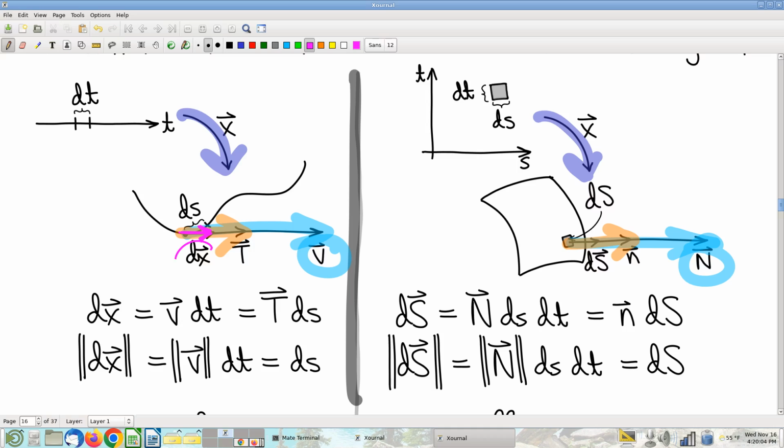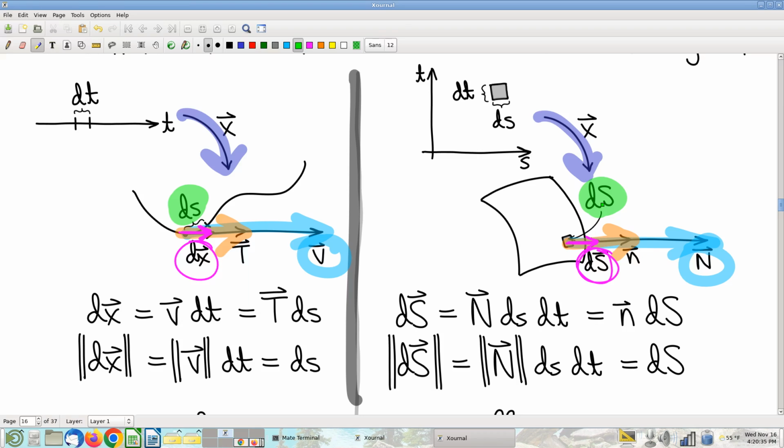Pointing in the same direction, we have these vectors dx and ds. Both of these vectors, again, play analogous roles. They both point in the direction of the orientation, and they both have magnitudes equal to the size of the piece that they're describing: the length of this little piece of curve, the area of this little piece of surface. Right? So, all right, fine.